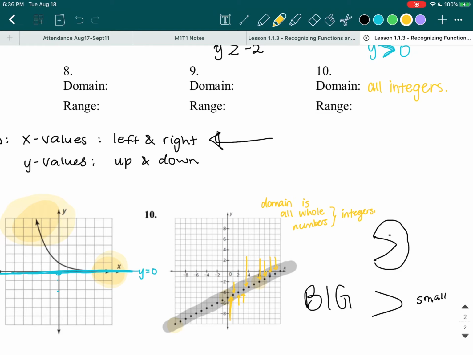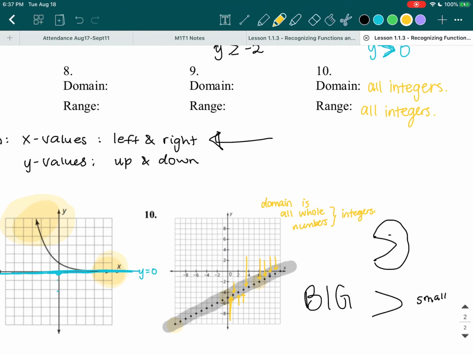Now I want you to think about the y values that number 10 has. So we can pause for a second and I want you to think about what the range is for number 10. All right, unpause. So don't worry if you didn't get it right. Remember, learning is a process. You probably won't get it right immediately, but if you do, great job. If you don't, great job still. Thanks for trying, okay? We're going to get it eventually. The range is also all integers.